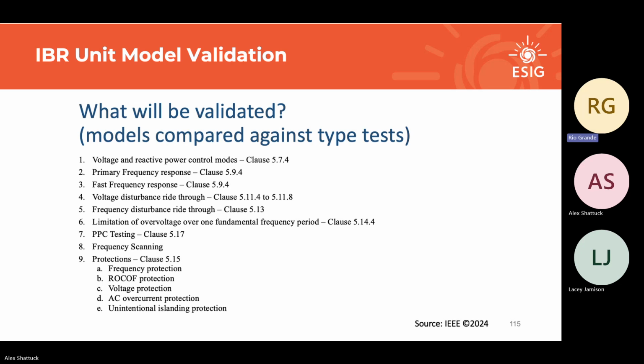Limitations of overvoltage for over one fundamental frequency period. Power plant controller testing, which was crammed at the end because I wanted it in there. Frequency scanning, and then protections. So frequency protection, rate of change of frequency protection, voltage protection, AC overcurrent, and unintentional islanding. So you'll notice that for 5.15, it's very similar to the NERC disturbance reports. Some of these you can't do in PSPD, straight up, right?